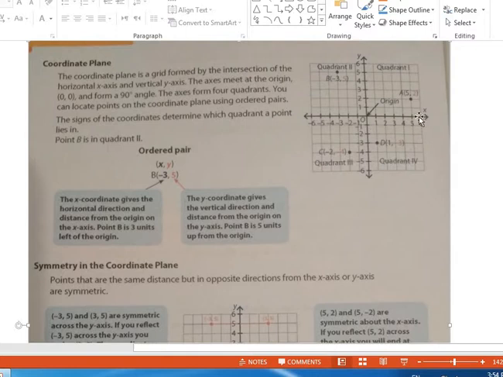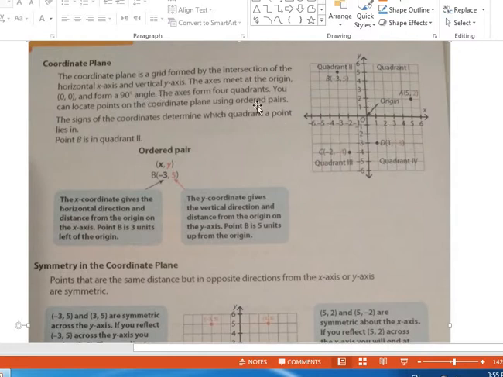Horizontal, which is the x-axis. This is a number line. Can you see this number line? This is called the x-axis. The horizontal one is the x-axis, and the vertical axis is called the y-axis. The axes meet at the origin, which is (0, 0), and form a 90-degree angle.